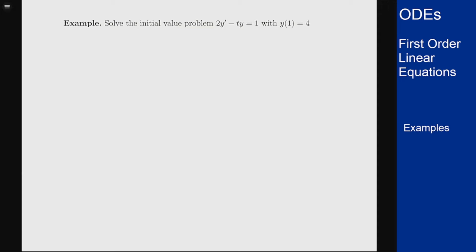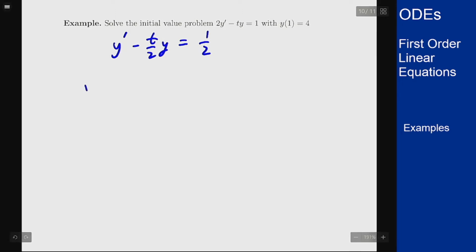For this example, we want to solve the initial value problem 2y prime minus ty equals 1 with y of 1 equals 4. Again, we must put this in standard form before we try to solve it. So we divide through by a 2 to get y prime minus t over 2 y equals 1/2, the same initial condition. And now we come for integrating factors.